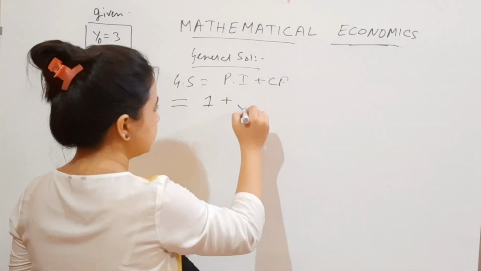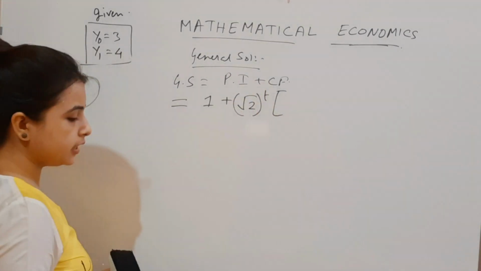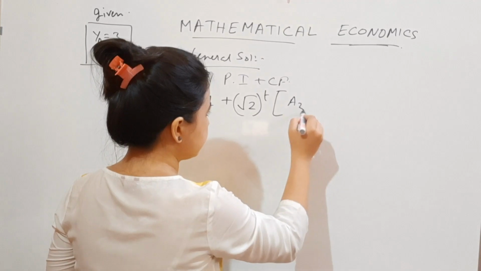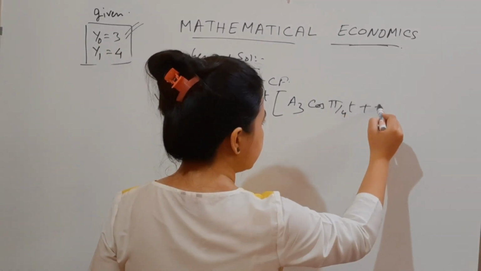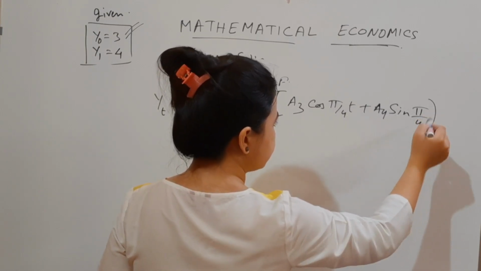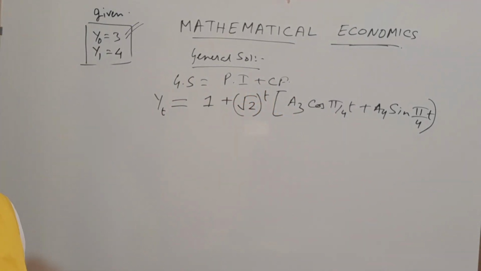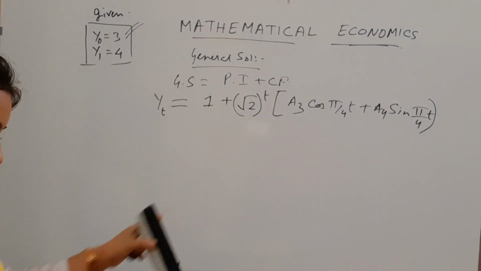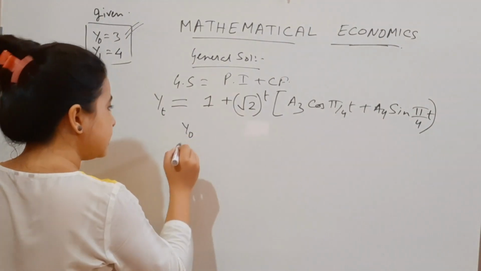And my complementary function is root 2 to the power t, and we also have cos pi by 4 into t plus a4 sine pi by 4 into t, because under the complementary function we have root 2 to the power t. Alright, so that definitely comes in. Now it is the time to find out the solution.